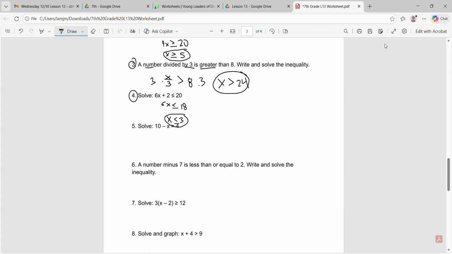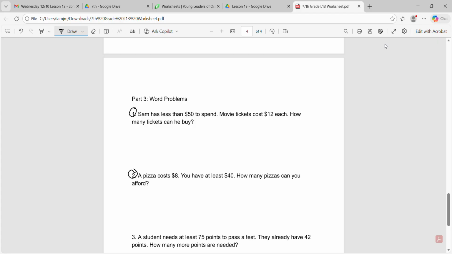Nice job. Next up, part 3. Word problems. Sam has less than $50 to spend. Movie tickets cost $12 each. How many tickets can he buy? So movie tickets cost $12 each. However, he has less than $50. So how many can he buy?